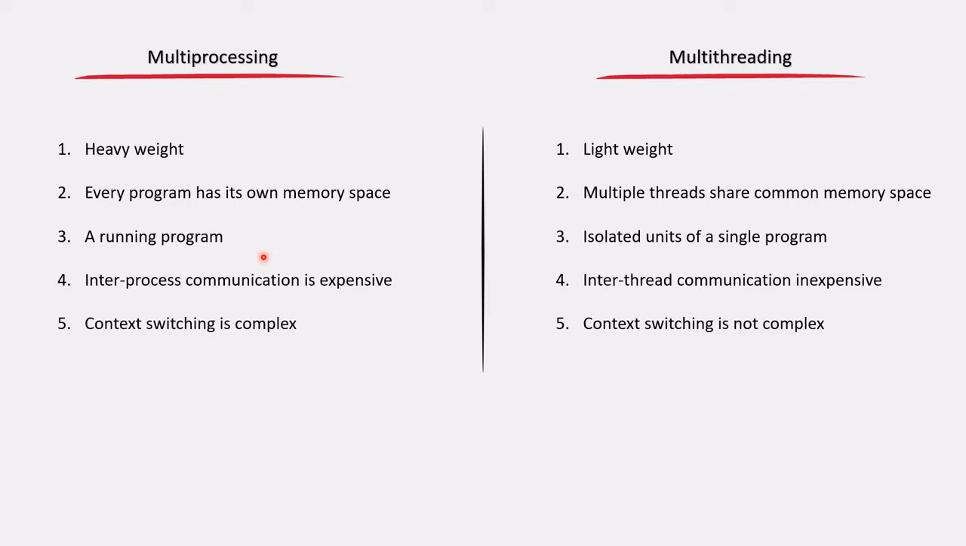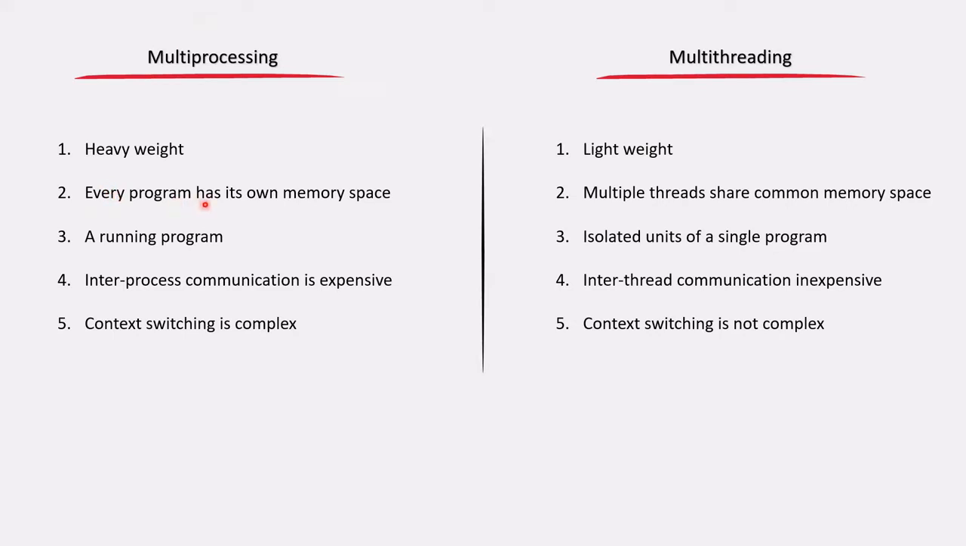That's the basic idea. Multiprocessing is heavyweight because it comes with a complete program, the entire program. So it has a larger memory space and multiple resources under each process, and it runs on its own process ID in the operating system. As I mentioned, multithreading is the smallest unit of a program or a process, so it's really lightweight.